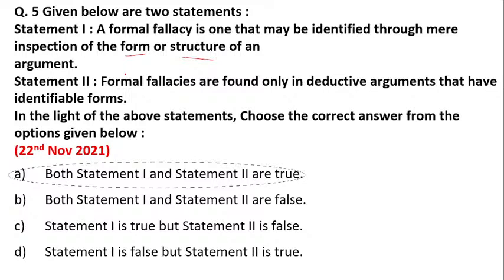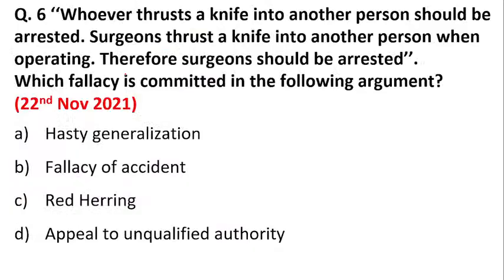Okay, let's see the next question, question number 6. This question is taken from the 22nd November 2021 paper. Whosoever thrusts a knife into another person should be arrested. Surgeons thrust a knife into another person when operating. Therefore, surgeons must be arrested. Which fallacy is committed in the following argument? Hasty generalization, fallacy of accident, red herring, or appeal to unqualified authority. Question number 6. Try to answer question number 6, students.